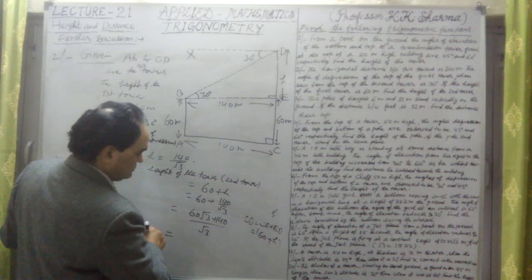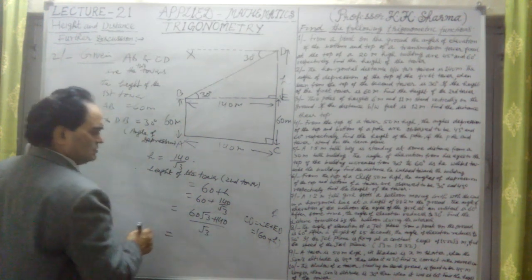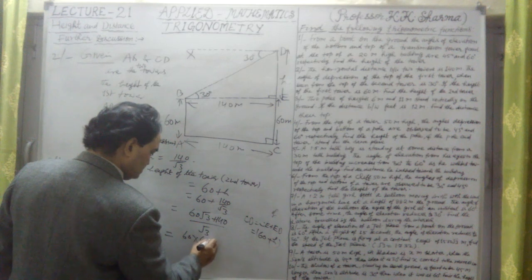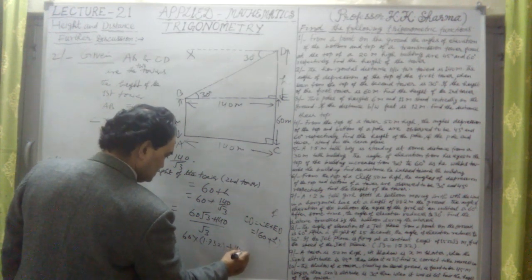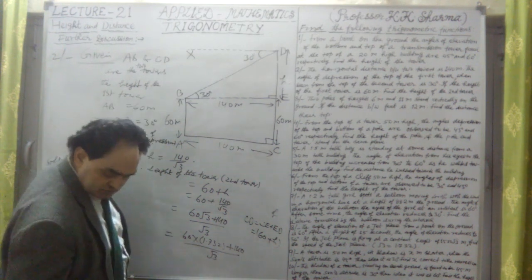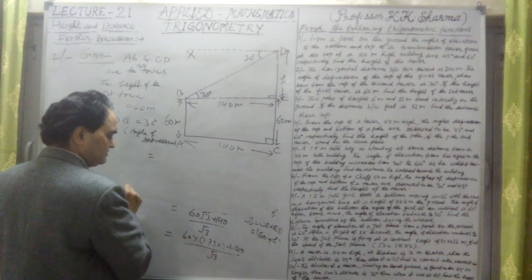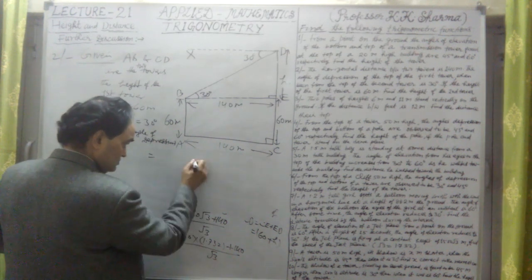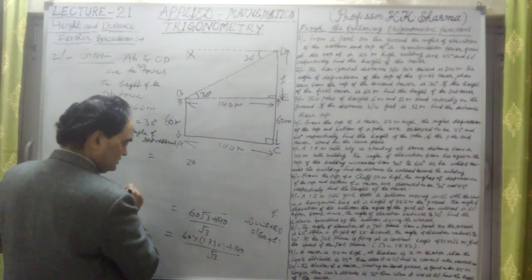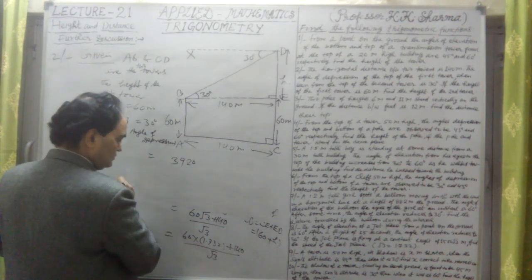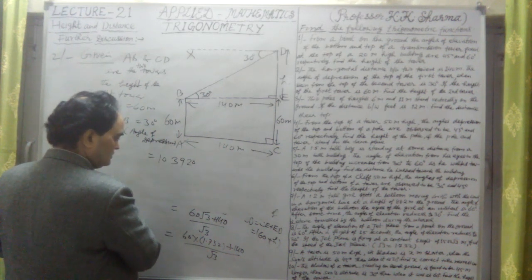Okay, 20 is common. Let me put the value of root 3, that will be better. So this is 60 into root 3, means 60 into 1.732, plus 140, divided by root 3. Let me multiply this: 60 into this gives 103 point something.